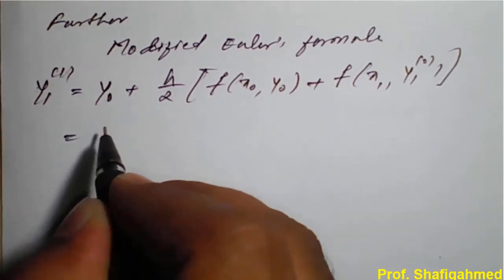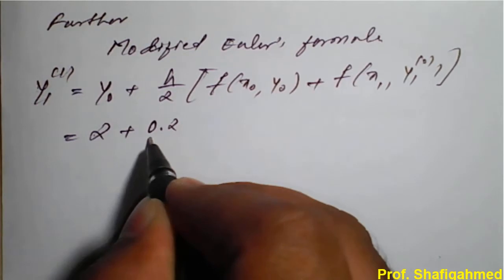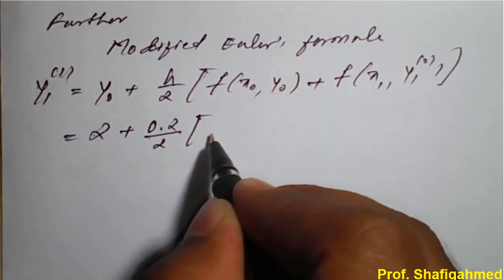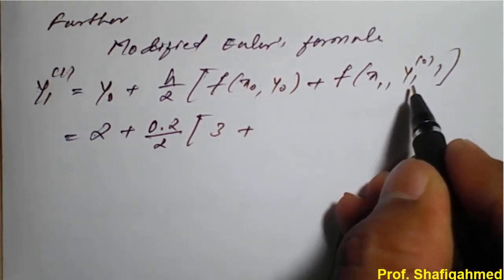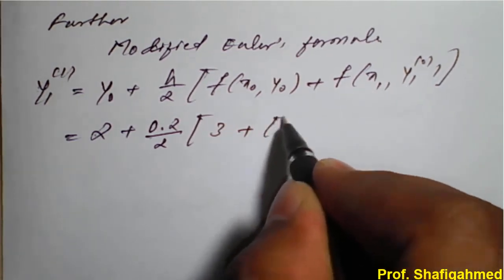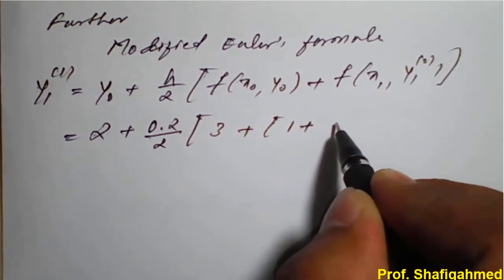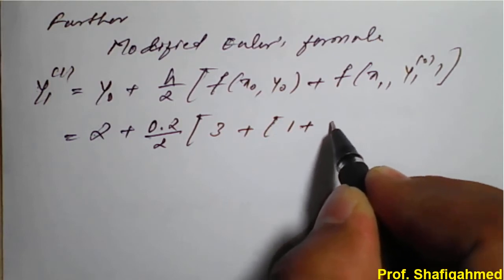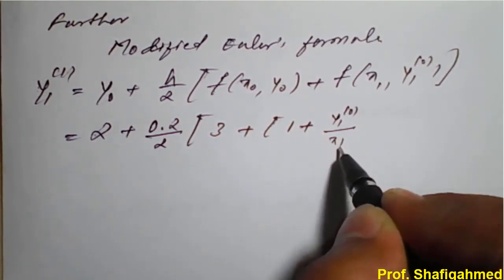So therefore y naught value from the question is 2, h value is 0.2 upon 2, then f of x naught comma y naught we have calculated, it is 3, plus f of x1 comma y1 of 0. It is nothing but our equation, we need to write in the form of x1 and y1. It is 1 plus y upon x. So what is y upon x? So y1 of 0 divided by x1.